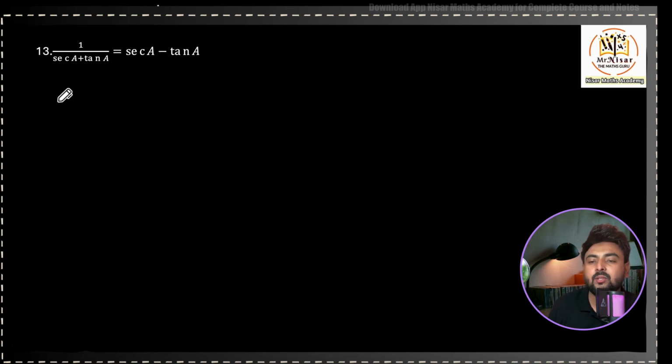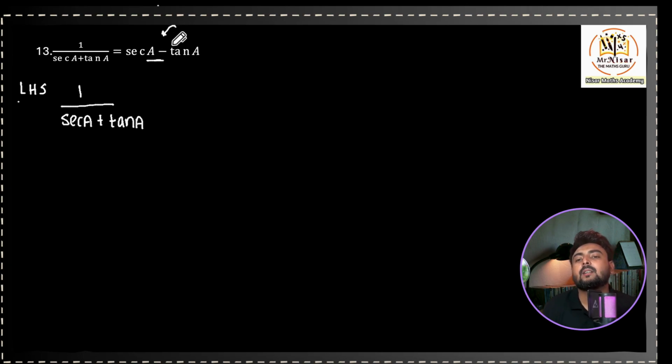So in this question we have 1 by sec A plus tan A. We have to prove it equals sec A minus tan A. Now children, this is a different type of question. I'll write the question first: 1 by sec A plus tan A. Now this you have to prove. You see in the RHS it is the same terms with the opposite sign. In the denominator we have sec A plus tan A, and in the RHS we need sec A minus tan A.